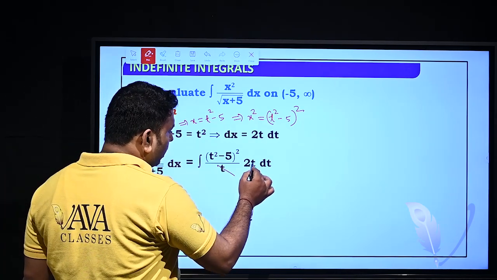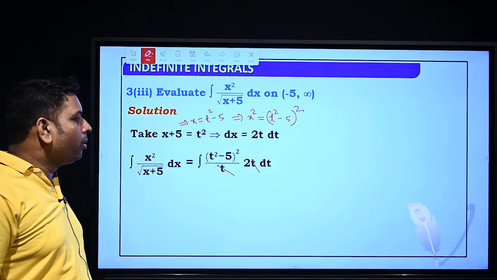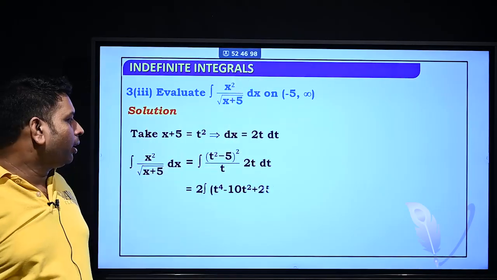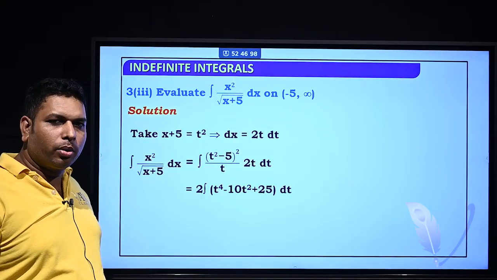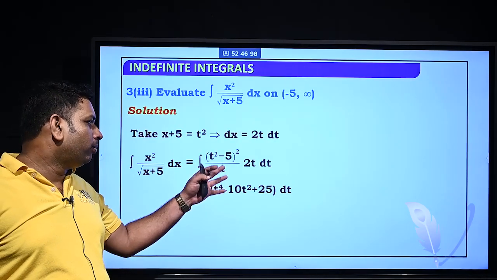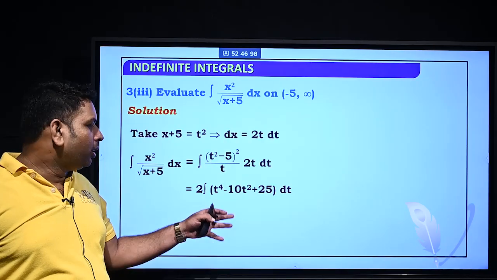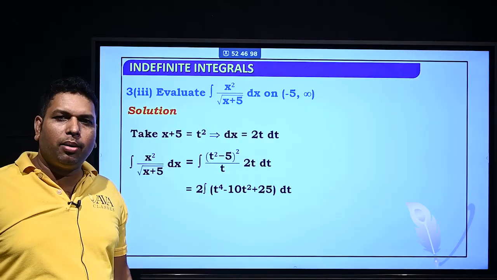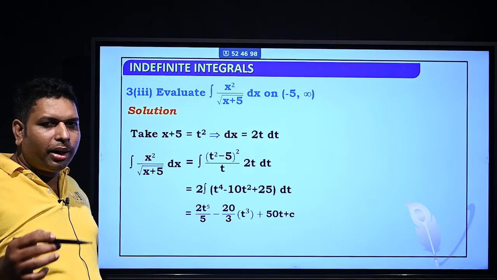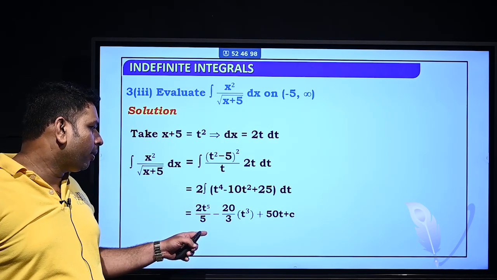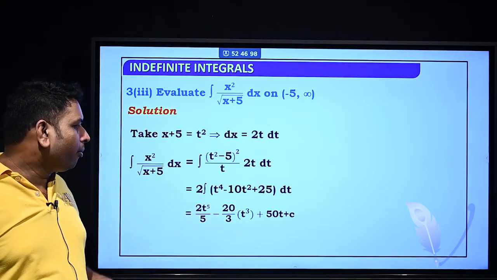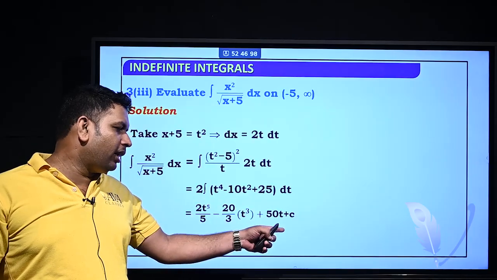So t cancels. This equals 2 times integration of t square minus 5 whole square. So a minus b whole square is a square plus b square minus 2ab. So t to the power 4 minus 10t square plus 25, dt. So 2 integration of t to the power 4 dt is t to the power 5 by 5, 2 t to the power 5 by 5, minus 20 integration of t square dt, t cube by 3, plus 50 integration of dt, which is t, plus c.